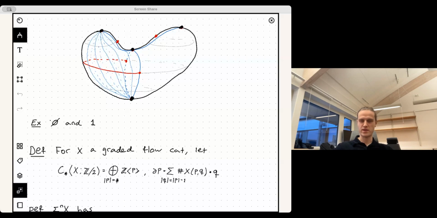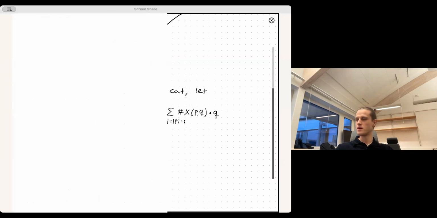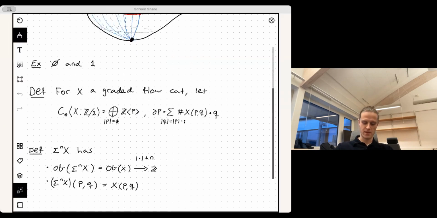So before we do that, let me mention some other key players. There are some very small flow categories that we can define. It's the empty flow category with no critical points, or no objects, and therefore no manifolds. And we can also have the flow category with one object and also necessarily with no manifolds. If we have a flow category, we can also just change its grading. I'll denote this with a little suspension, wink, wink. We just take the same objects, but we shift all the gradings up by n.